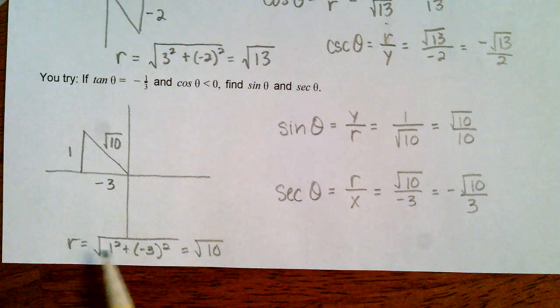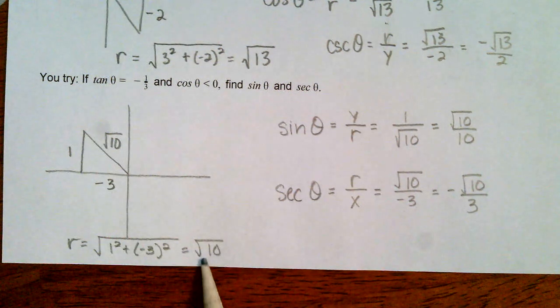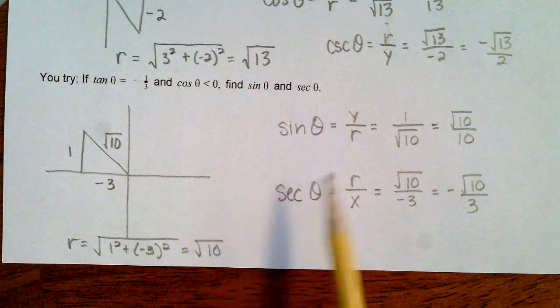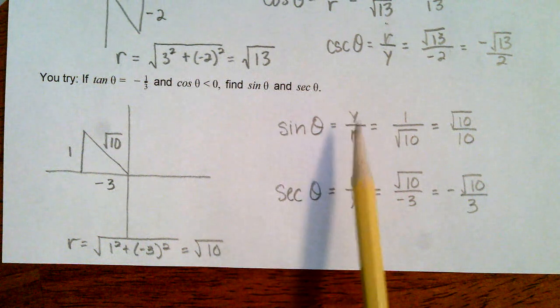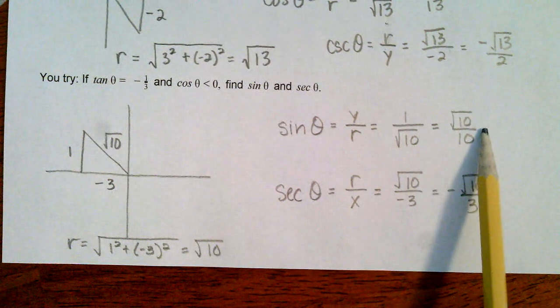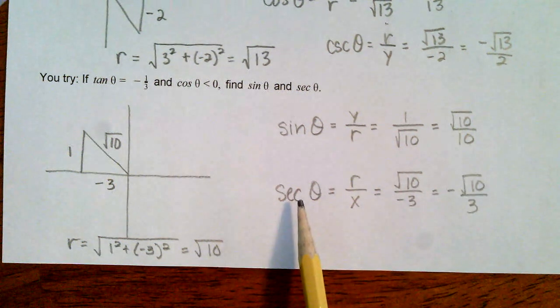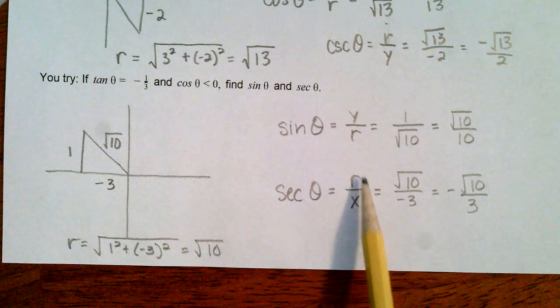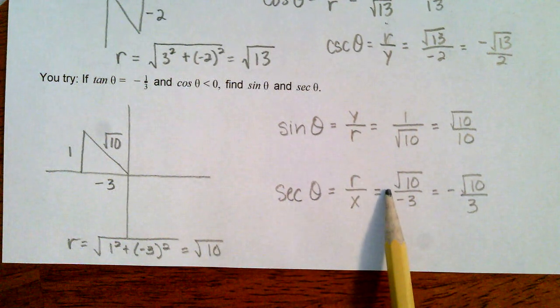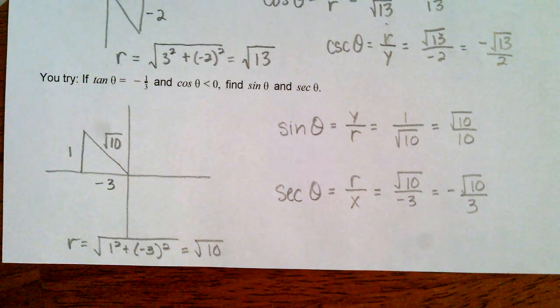So r I found using the formula, and I got square root of 10. And my sine is y over r, which was 1 over square root of 10. Rationalizing gave me square root of 10 over 10. My secant is the reciprocal of my cosine, so that's r over x. My r was square root of 10, my x was -3. I moved the negative out front.